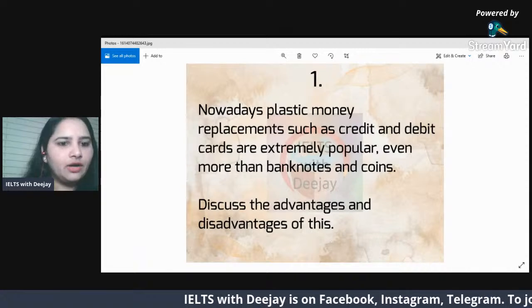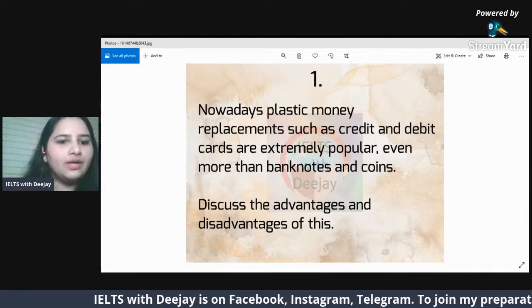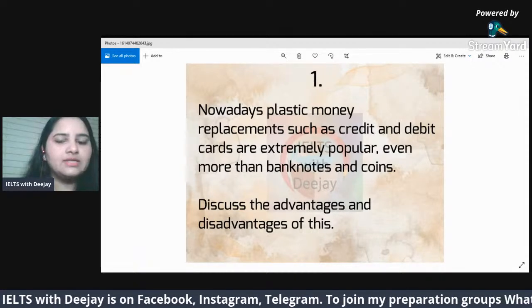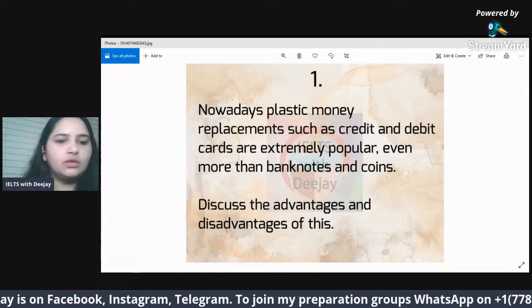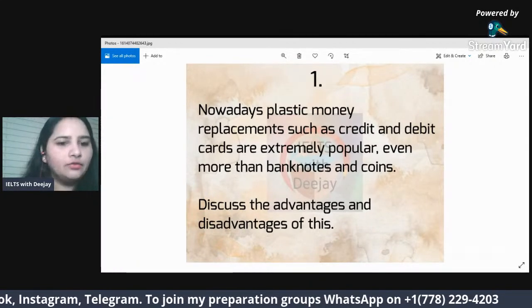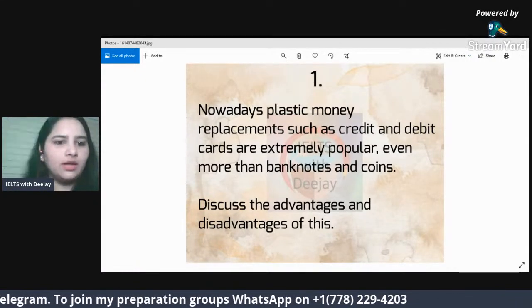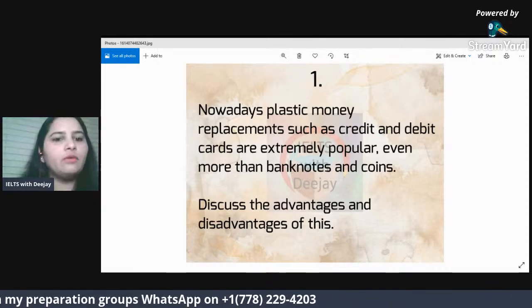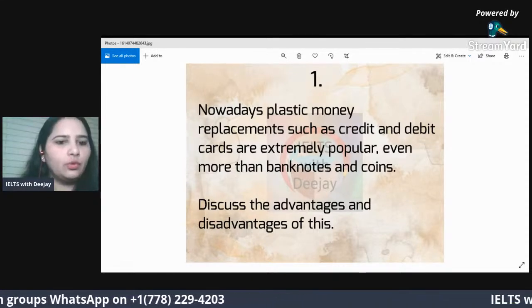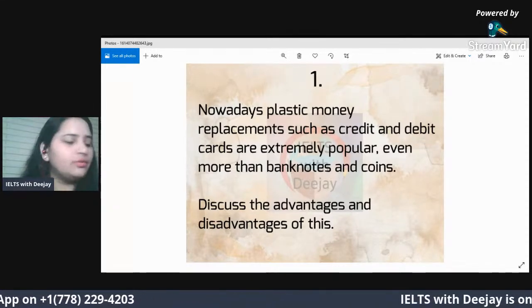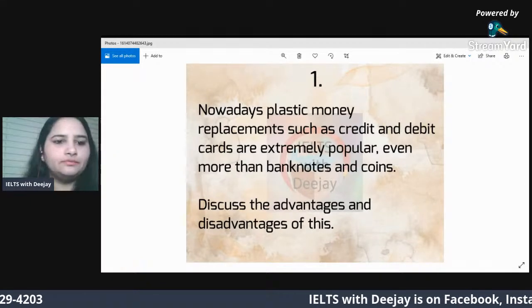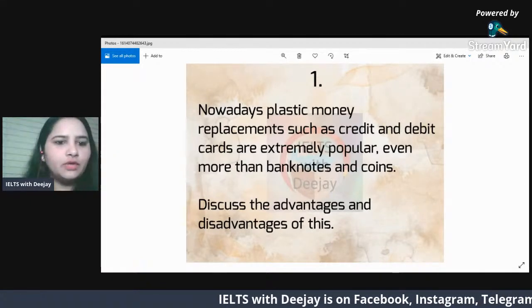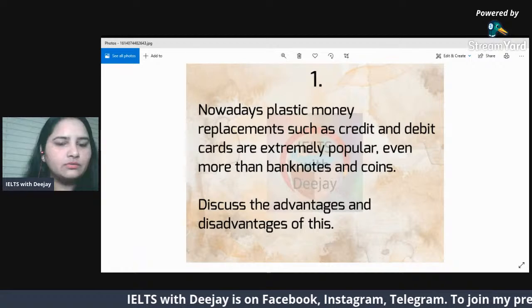The paraphrasing you have to write from nowadays till coins, because next is the question, and you will not be doing the paraphrasing for that. You have to do the paraphrasing of the statement that is given. And the statement is from nowadays to coins. So write the paraphrased statement here. What do you think can be the paraphrasing of this question?